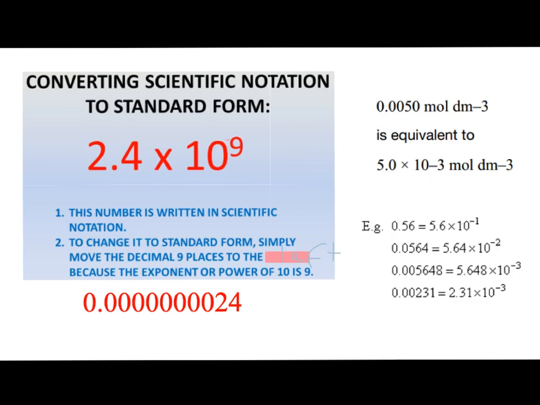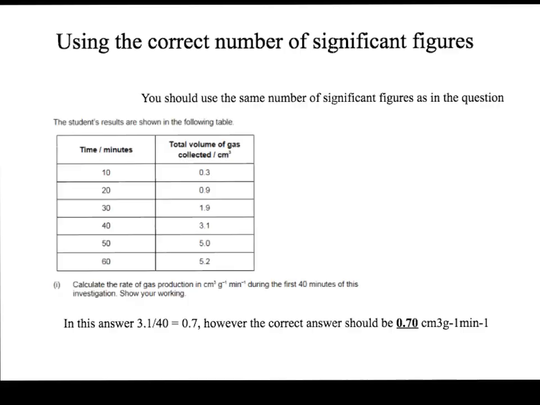So 5 times 10 to the minus 3 would be 1, 2, 3 decimal places to the left. So you have to be able to convert from one to the other. You don't want to lose marks for not using the correct number of significant figures. Sometimes it will simply say, show your answer to 3 significant figures, or use 1 decimal place.